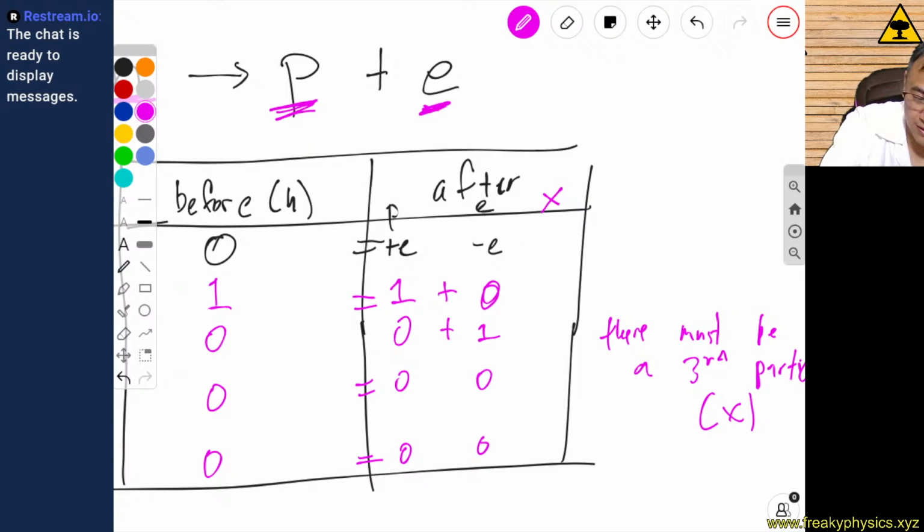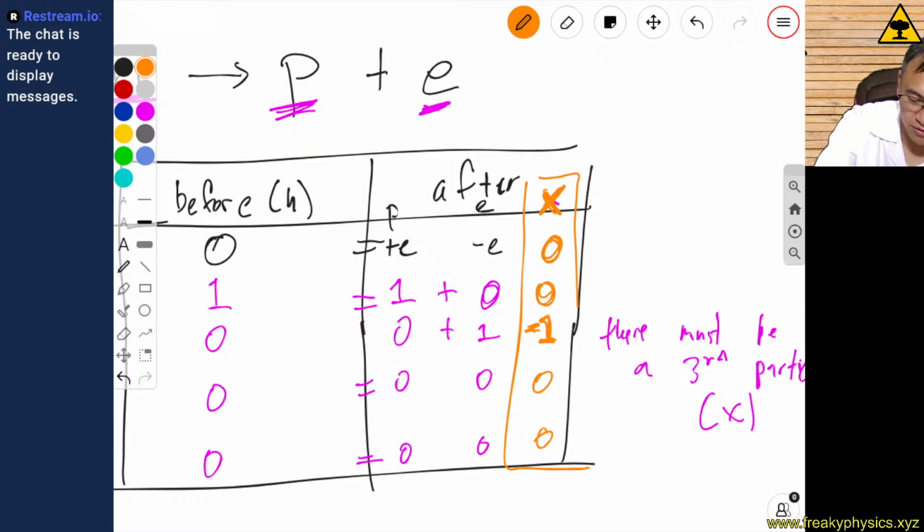This means that X, I'm going to use orange for their values, must have a charge of 0, a baryon number of 0, and a lepton number of -1, the electron lepton number, for everything to balance. And then this is also 0, 0. So if you look here, and we're going to focus on X, X has no charge and is a lepton.